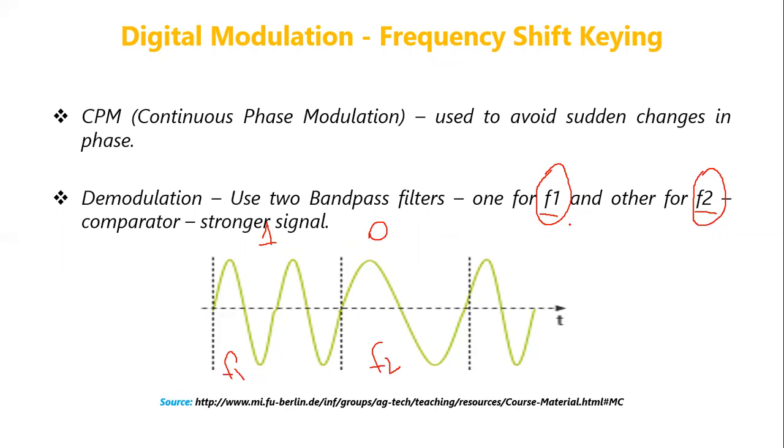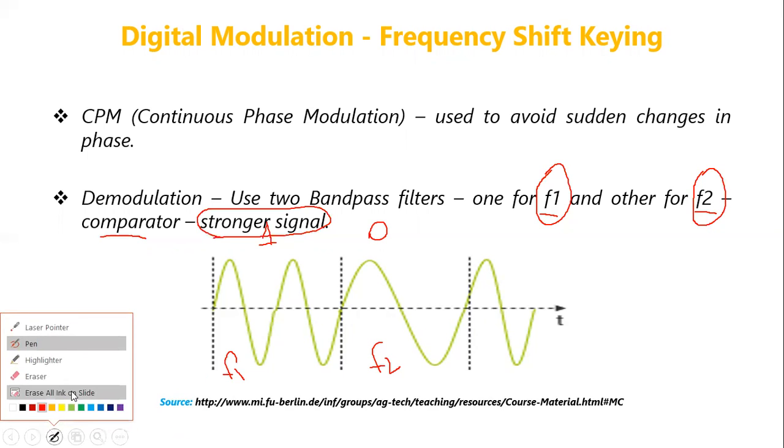Then you can use a comparator. A comparator is an electronic logic that can be used to identify the strength of the two signals received by both the band pass filters. Whichever is the stronger signal will be 1, and whichever is the weaker signal will be 0. So this is how the signal will be demodulated at the receiver end. That is, frequency shift keying uses one frequency to represent 1 and another frequency to represent 0.